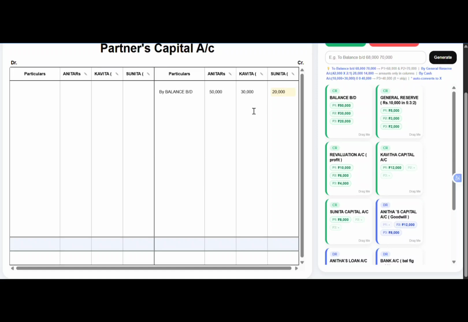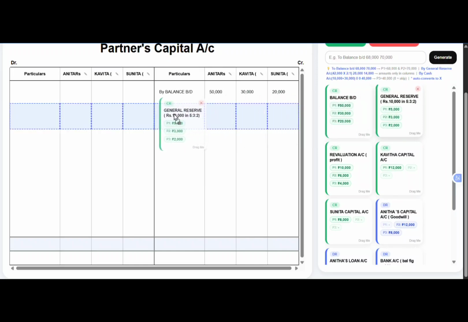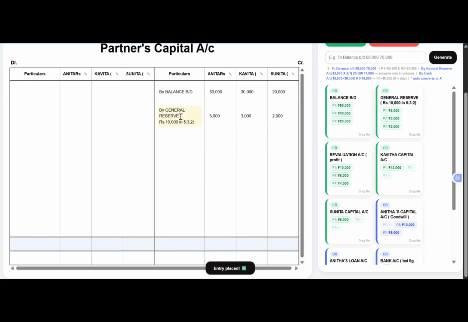The general reserve of the partners has to be brought down, which is given in the balance sheet. So in the balance sheet, we have general reserve rupees 10,000, which should be distributed to all the three partners in their old profit sharing ratio, which will be recorded on the credit side as by general reserve, that is 10,000 into 5 by 10, 10,000 into 3 by 10.